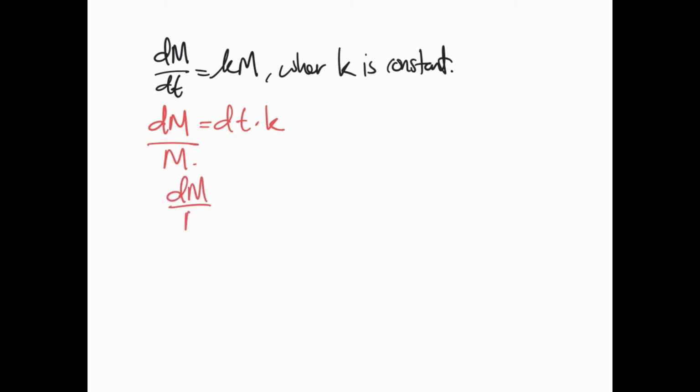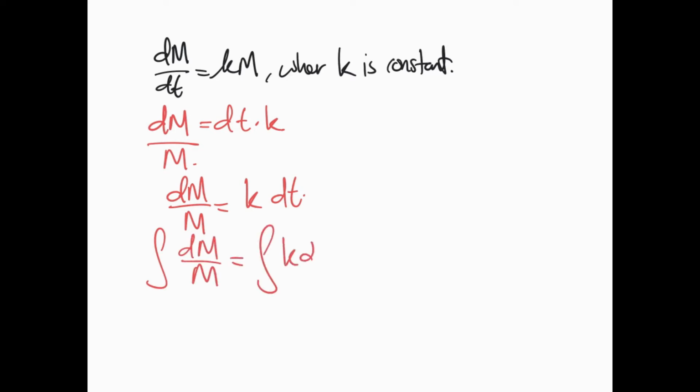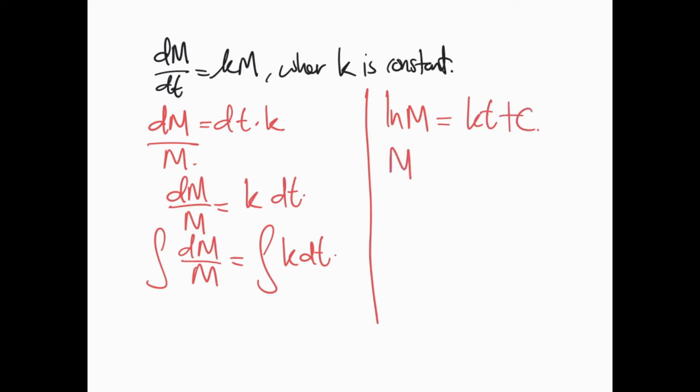Now rearrange this: dm over m equals k dt. So integrate on both sides. Integrating 1 over m will give me ln m. ln m equals kt plus c. So m equals e to the power of kt plus c. So m equals e to the power of kt times e to the power of c.